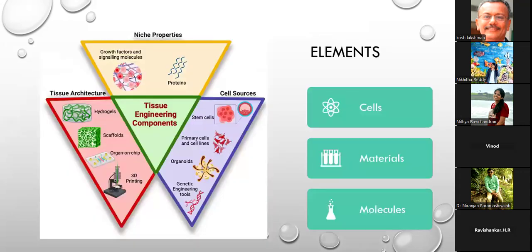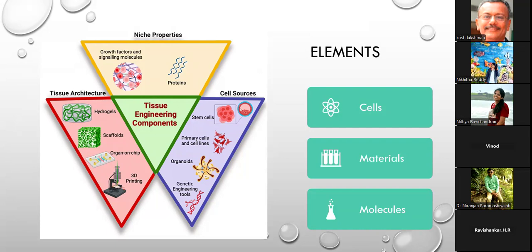So the topic for the discussion is tissue engineering. There are three main components of tissue engineering. This is called the triad of tissue engineering, that is cells, materials, and molecules. For any strategy of tissue engineering, we need three types.